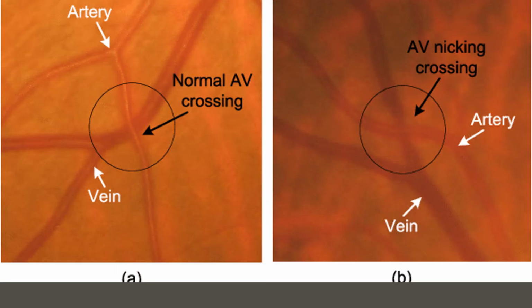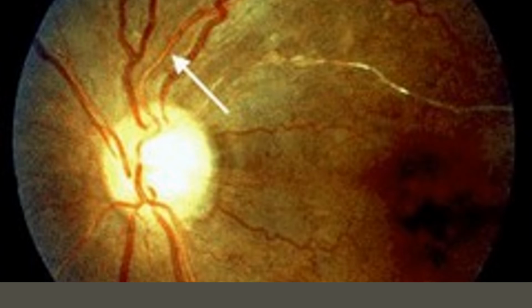Here's a more magnified view of what happens with AV nicking. You can see where the artery crosses the vein, there is tapering, and this is due to compression by the atherosclerotic artery that overlies the vein. Here's another example of copper wiring that occurs with hypertensive retinopathy. You can see the empty lumen of the arteriole gives it a metallic appearance.